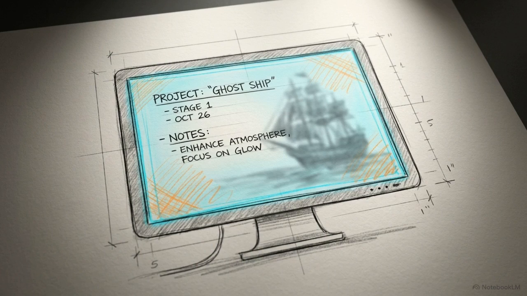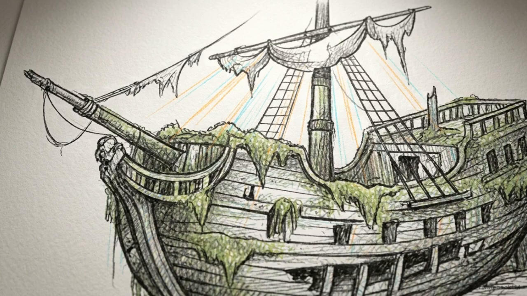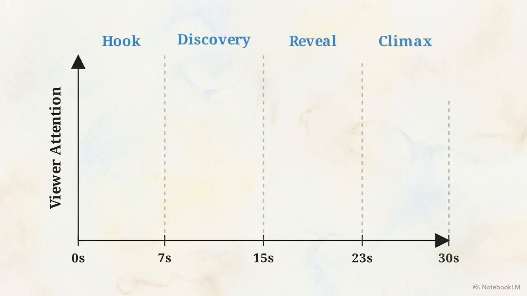Generating a high-quality cinematic image is now a matter of a few keywords. A single text prompt can render a massive, moss-covered pirate ship materializing in the deep ocean with startling detail. This diagram shows a 30-second timeline where a single static scene is used.